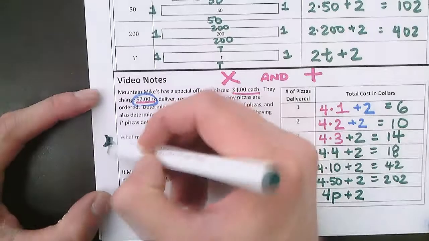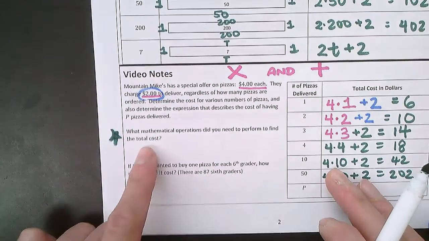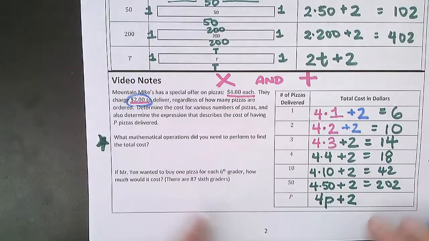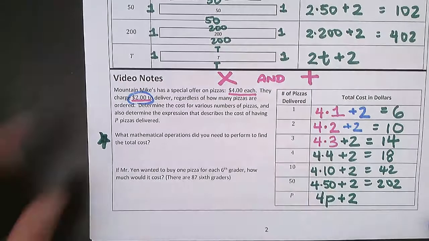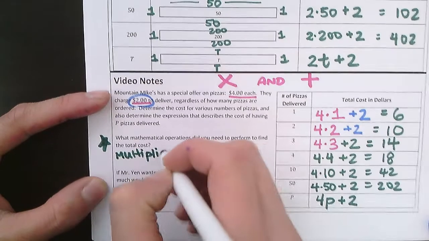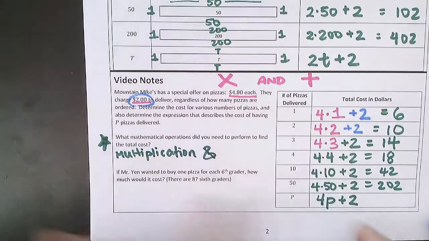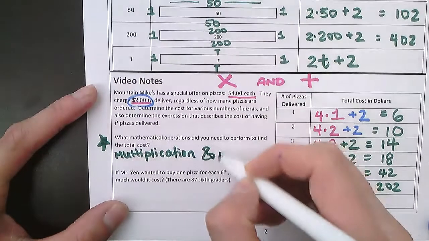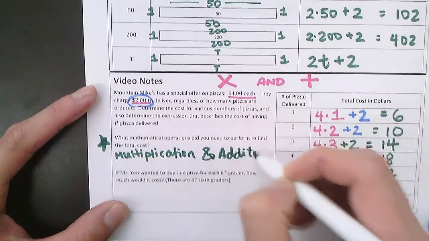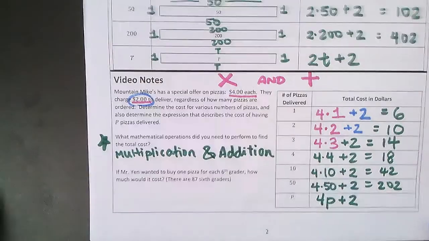Let's look at the 2 questions on the left here, starting with this one right here. What mathematical operations did we need to perform to find the total cost? Well, in each of these, we had multiplication, and we used addition. Multiplication and addition.